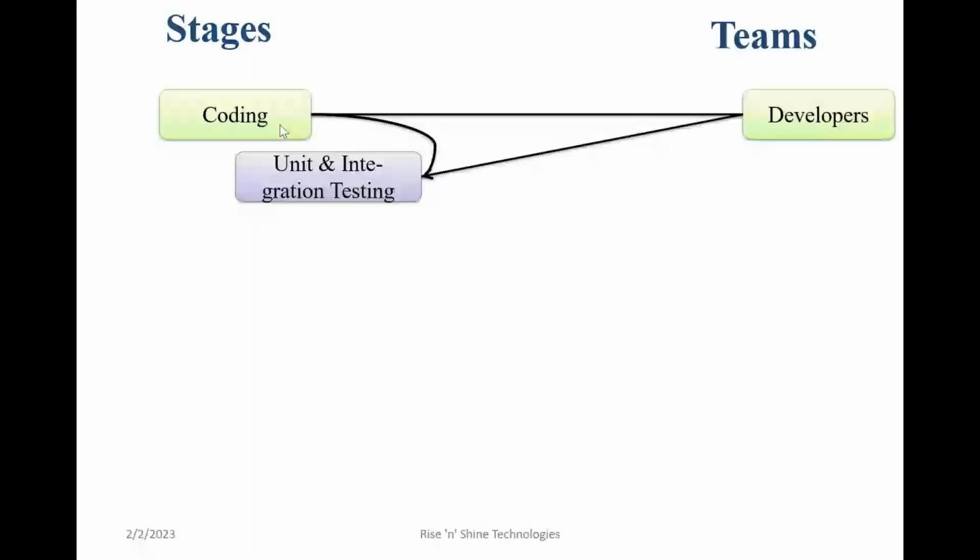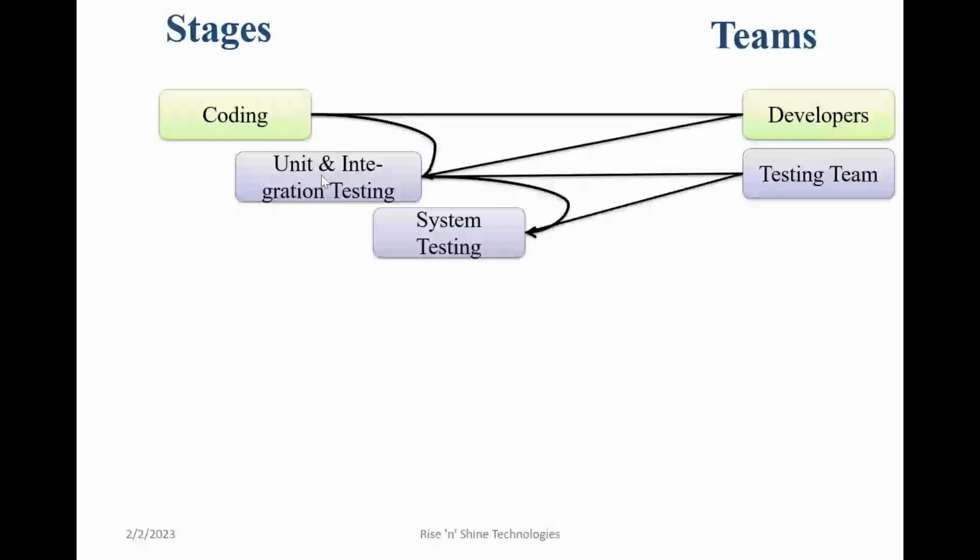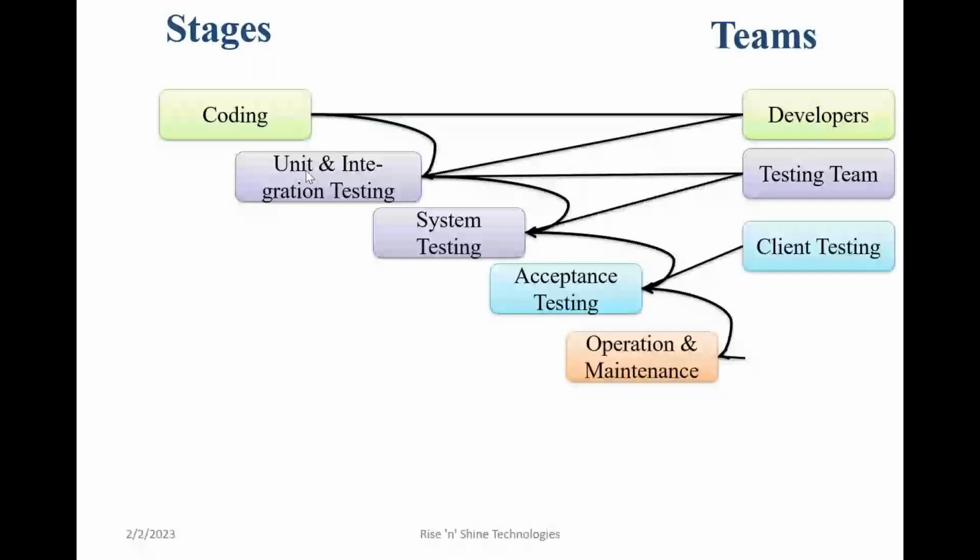Finally, if you conclude it, what are the main stages and the teams in the process? Coding, that is developers. Running unit test cases or integration test cases, that is developers as well as the testing team. System testing, that is load testing, done by the testing team. UAT environment, that is done by the client side. And finally the production, that is managed by the operation team.